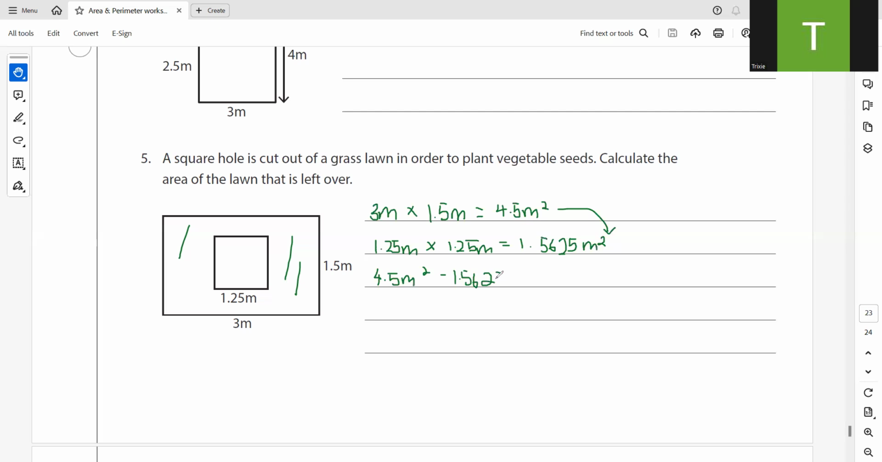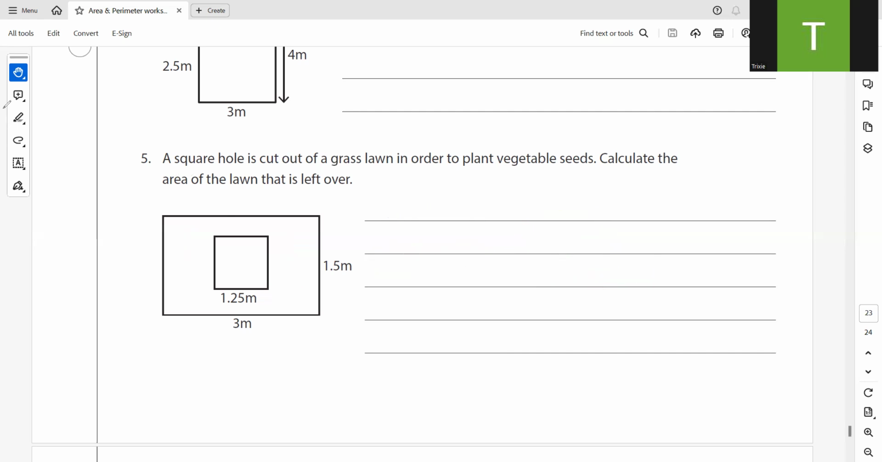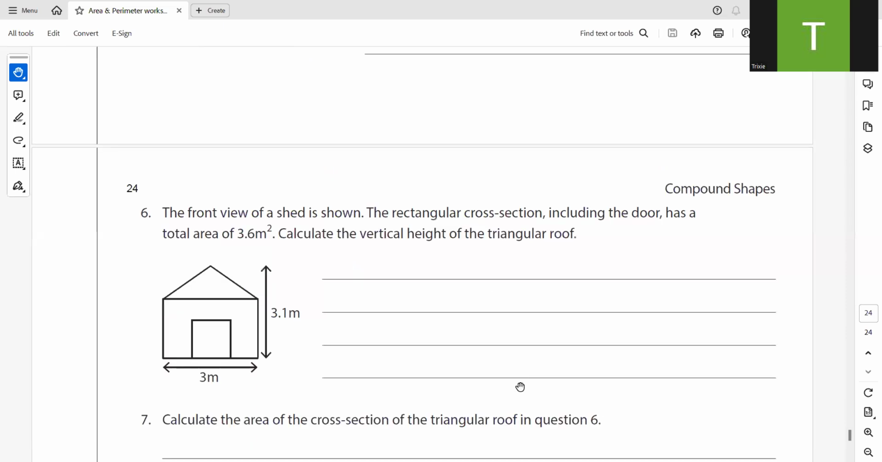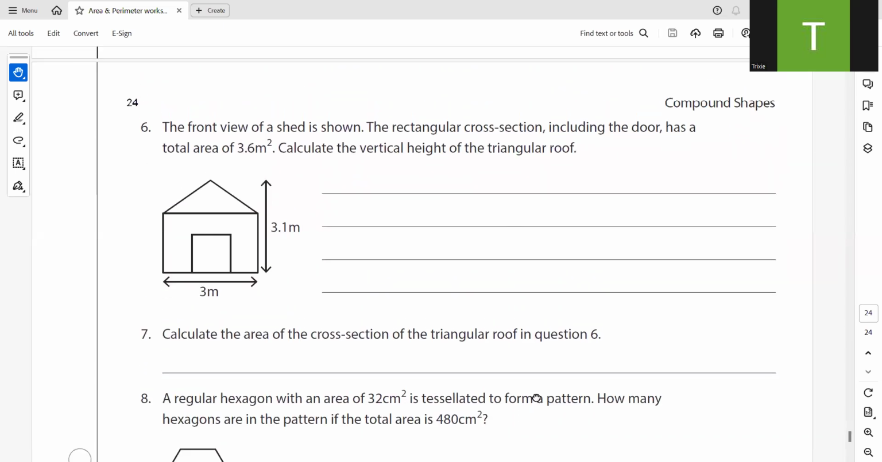Now take the original one, 4.5 meters squared, minus the cutout one, 1.5625 meters square, and we'll get 2.9375 meters square. So the area of the lawn that is left over is 2.9375 meters square. And that's all for question 5. Next, move on to question 6.